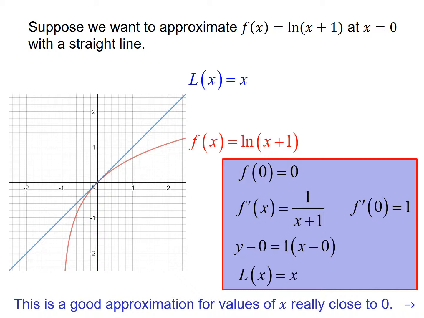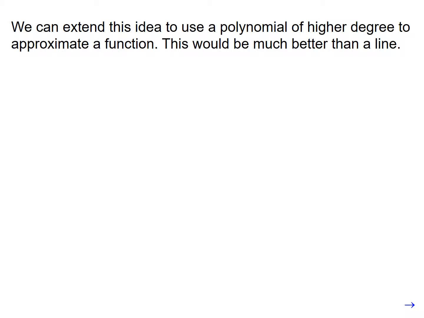By looking at the graph, it appears visually that around 0.1 or 0.2, that separation starts to be noticeable. So this is a good approximation for values of x really close to 0, but as we move away from 0, the approximation is not nearly as good. So we want to see how we can extend this idea. Rather than finding a tangent line, maybe we could find a tangent polynomial that does a better job approximating the function, because a polynomial is going to have curves in it, and we can see if we can force those curves to follow along with the function we started with.